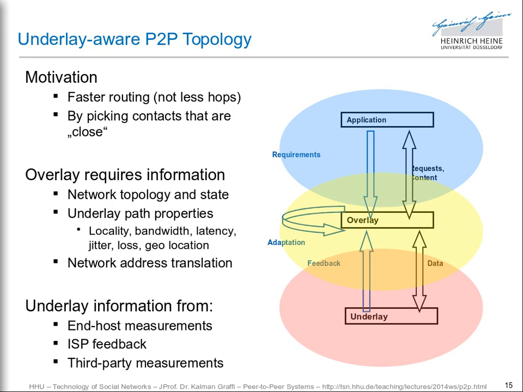Yes, and we get this underlay information from end host measurements. So we measure, for example, the connectivity to other nodes, but it's very costly. Yes, so every node has to know how good is the connection to another node. And yeah, we could also get underlay information with ISP feedback and through third-party measurements.